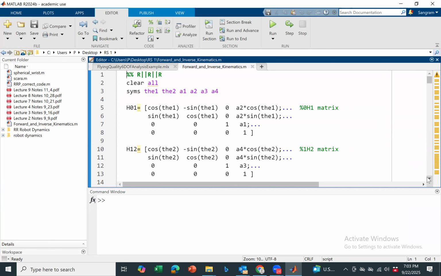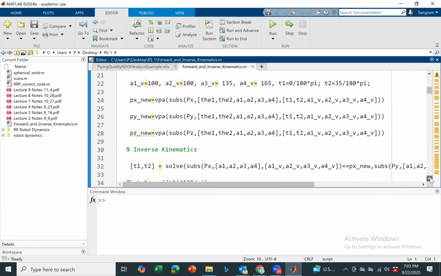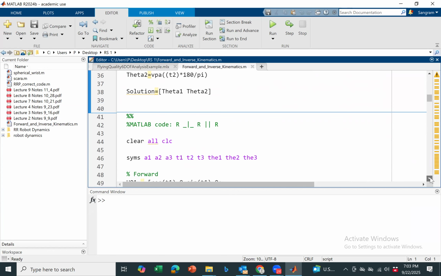Okay. So the first robot we already solved. Now I'm gonna go to the second robot. Line number 42. I'm defining the robot R perpendicular R parallel R. And I'm clearing all the variables. And the symbolic variables are A1, A2, A3, P1, P2, P3, theta 1, theta 2, and theta 3. Next line.